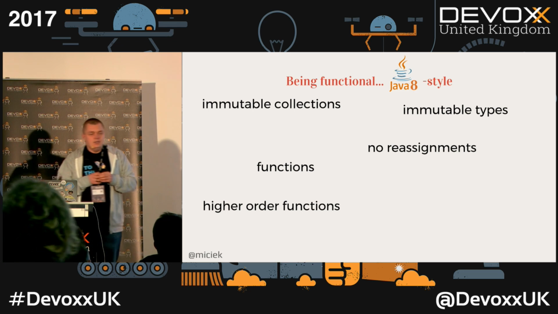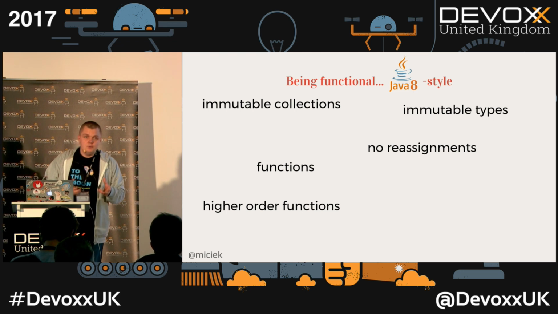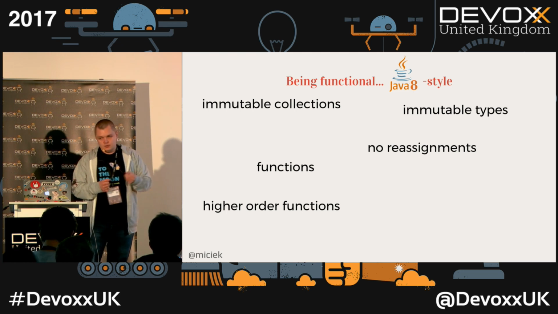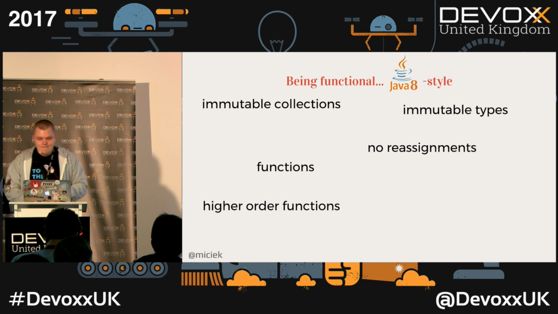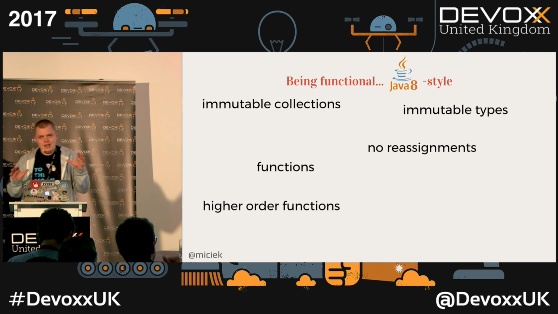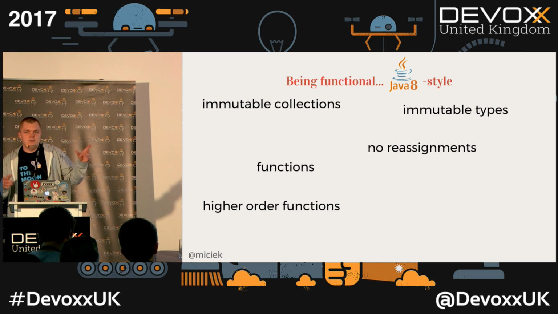The current state is that we want to have immutable collections, we want to create immutable types, we want to have pure functions, avoid reassignments, and of course, we want functions that take functions as parameters and return functions, so the higher order functions. And we can have those in Java, right? Because we have lambdas and streams. Am I right?